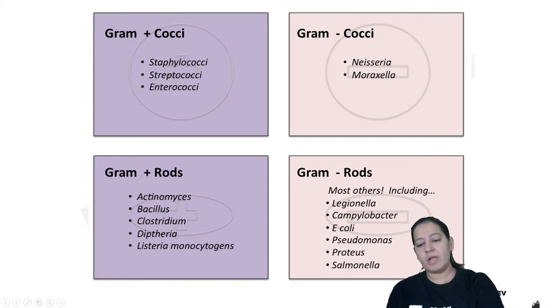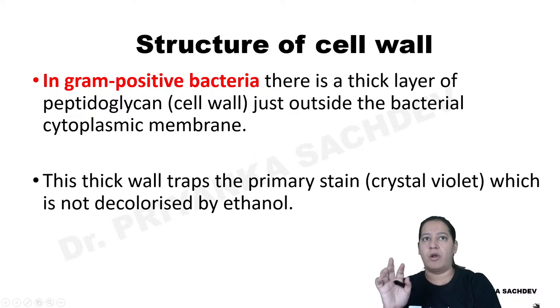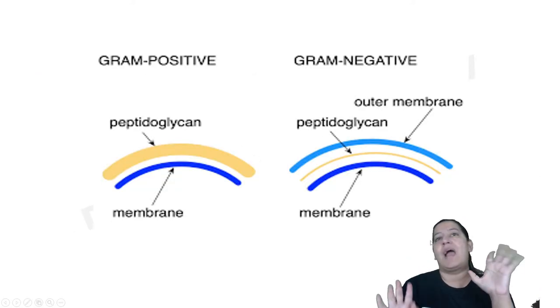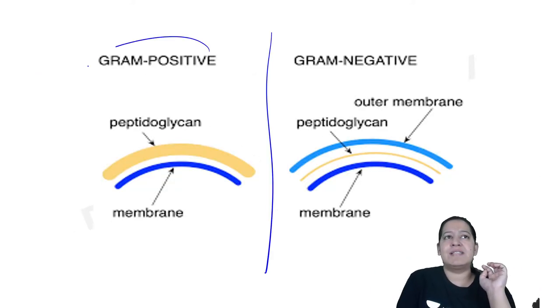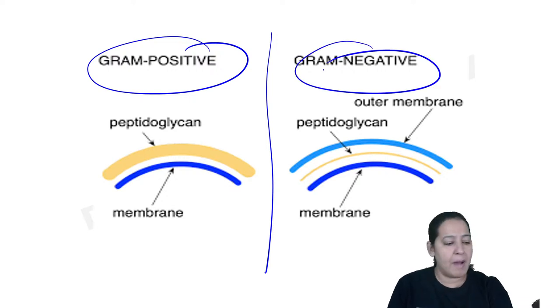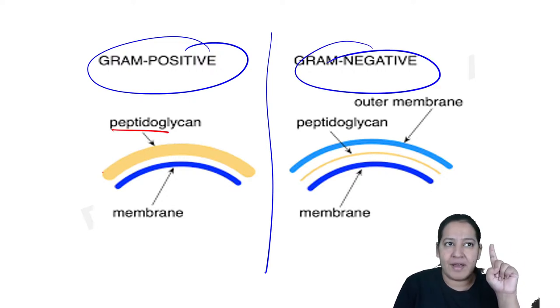So the principle behind that is the change in the structure of the cell wall. Only one point: a question comes on peptidoglycan. See, the cell wall of gram positive and the cell wall of gram negative. In the gram positive cell wall, this is the peptidoglycan, yellow color. Can you see? See the thickness.